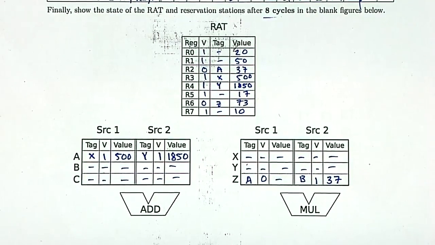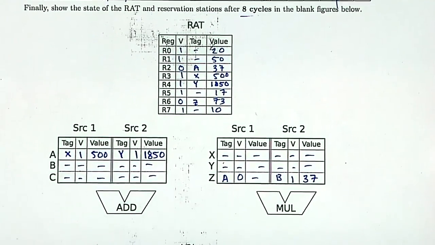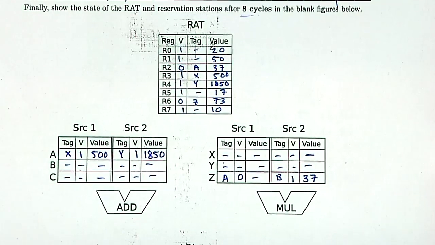Yeah. So potentially we could ask you to show the reorder buffer here as well, which would add another level of complexity to this. But in this particular problem, that wasn't the case. Okay, any other questions?